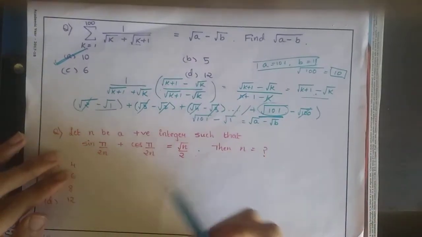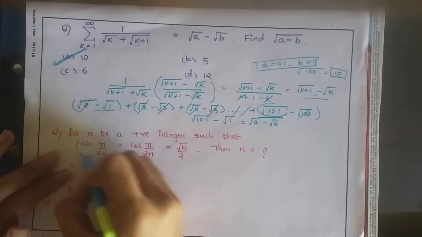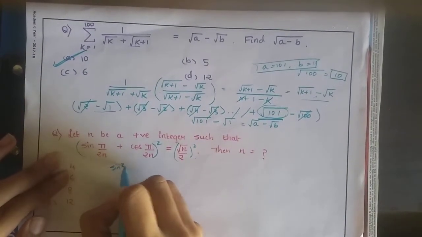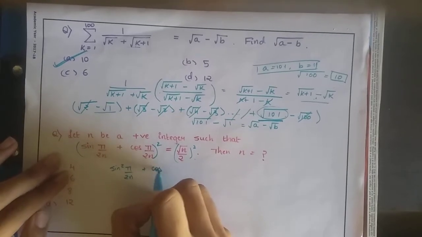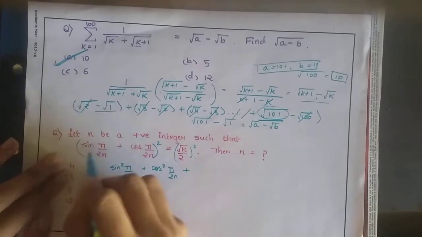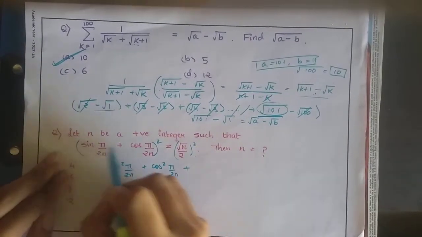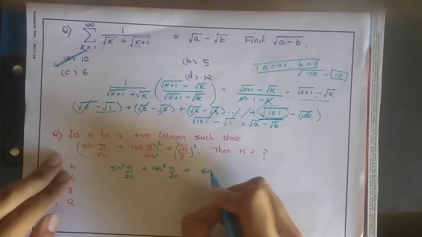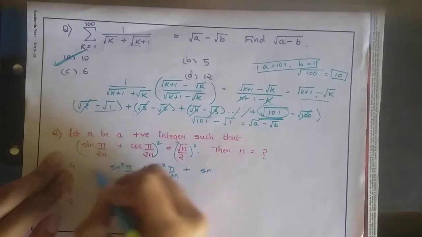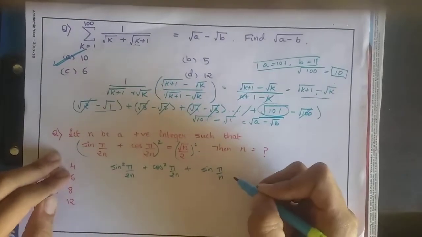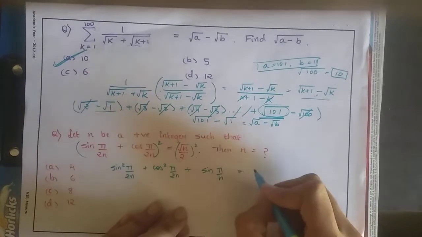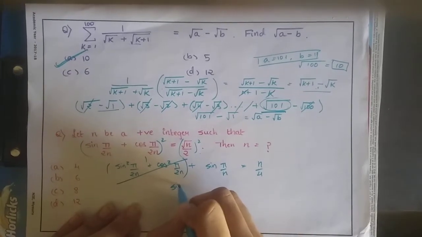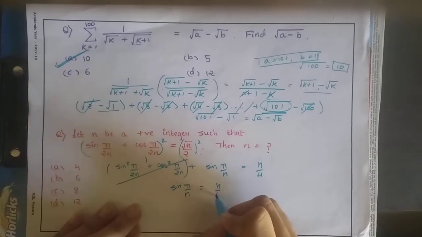All you have to do is just square on both sides. If I square on both sides, I'll be getting sine square pi by 2n plus cos square pi by 2n plus 2 times sine pi by 2n into cos pi by 2n. That is 2 sine a cos a, right? That is sine 2a. So sine of 2 into pi by 2n. So 2 and 2 get cancelled and only pi by n will remain, right? So I will be left with n by 4 here. The sine square plus cos square is nothing but 1, right? So sine pi by n equals n by 4 minus 1.